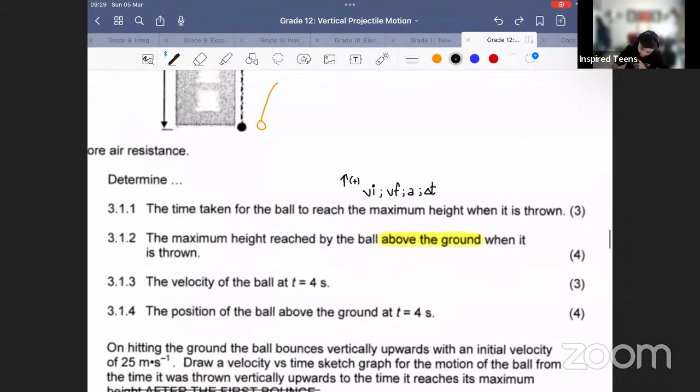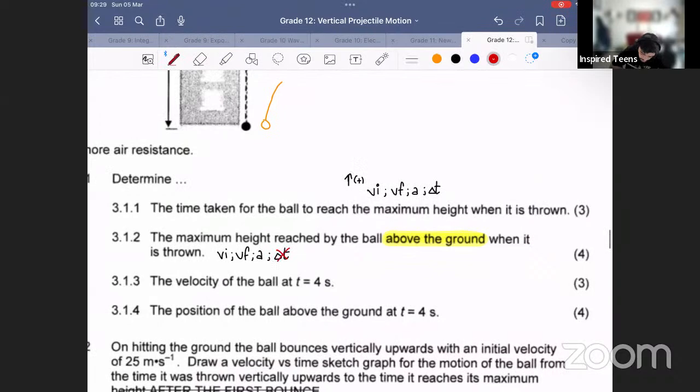So for maximum height, we know V initial, we know V final. Of course, we know acceleration. Now we use delta T. If you can avoid using delta T, I would, just because you calculated delta T, and there's a chance it might be wrong. Okay, none of us are Einstein. So if you cannot use the previous thing that you calculated yourself, try not to.